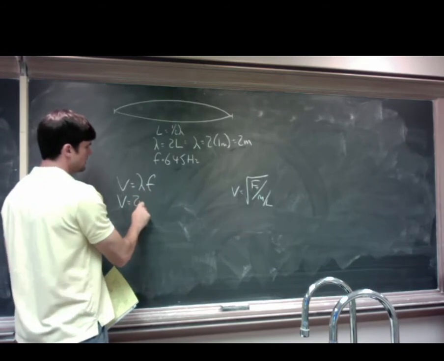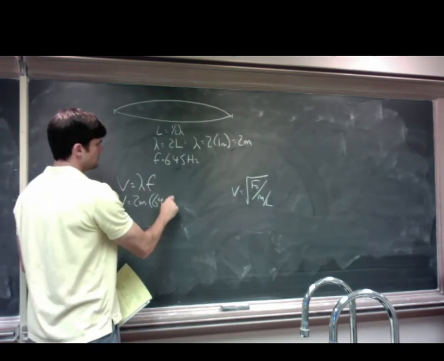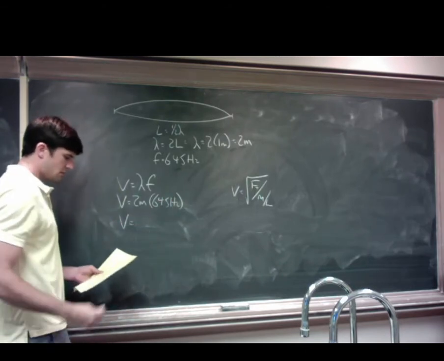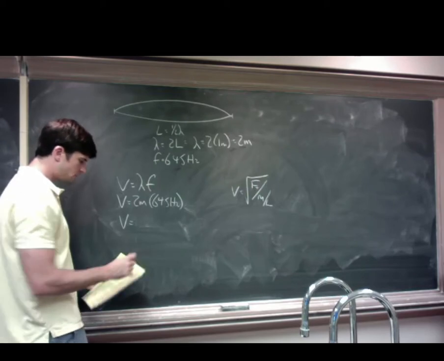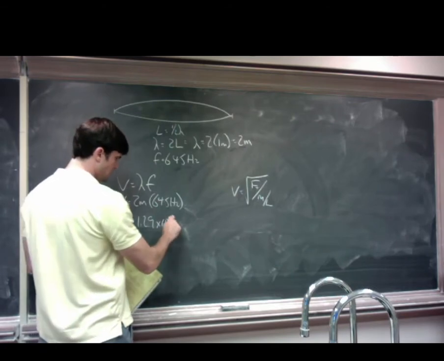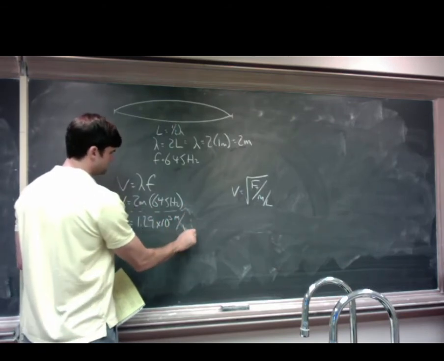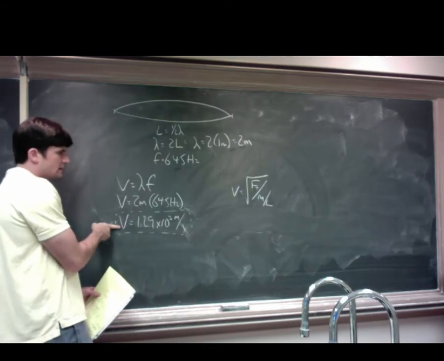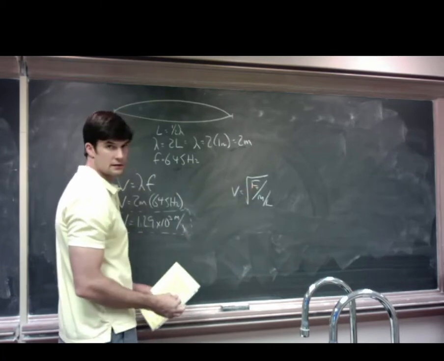So I'm going to plug this information into this equation. The wavelength of the wave is 2 meters. The frequency of the wave, 645 hertz. So the velocity of the wave on the string is 1.29 times 10 to the third meters per second. With this velocity, we now have all the information we need to use this equation to find the tension.